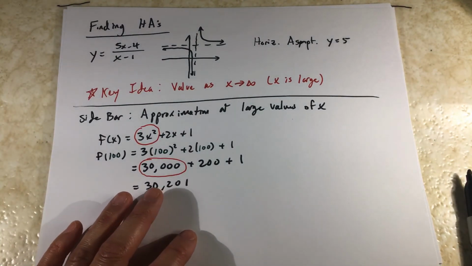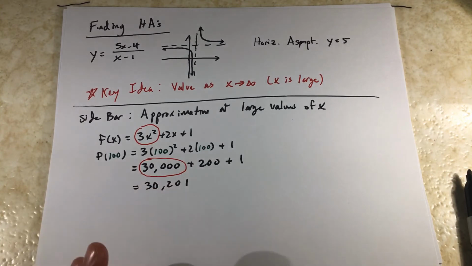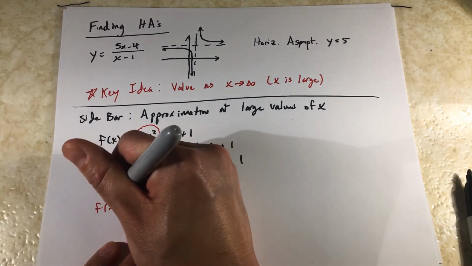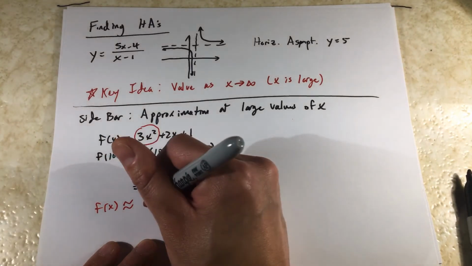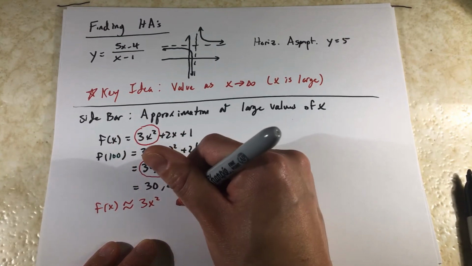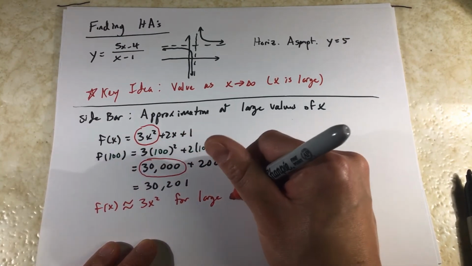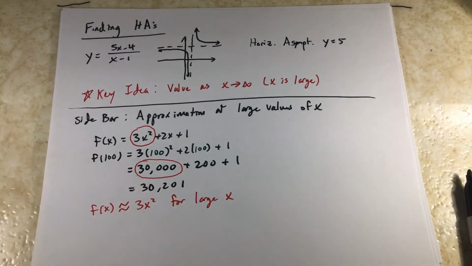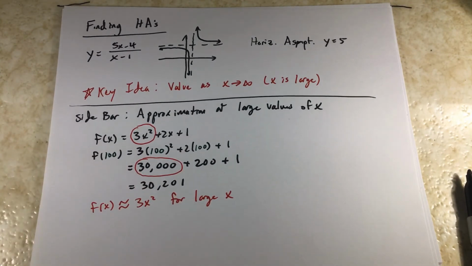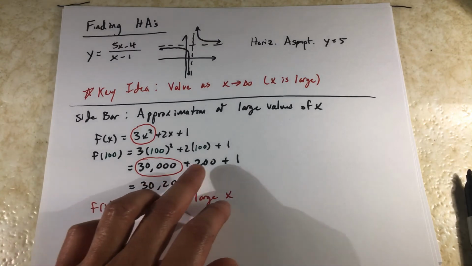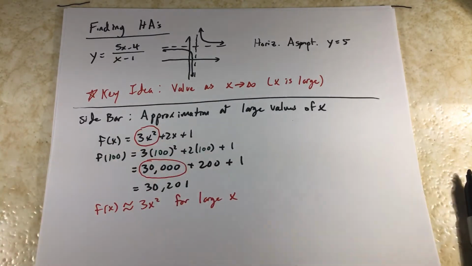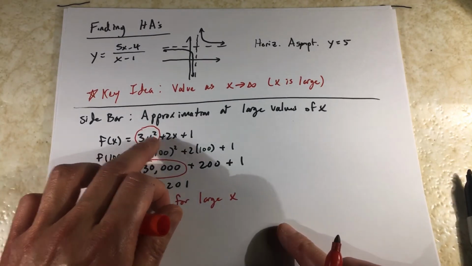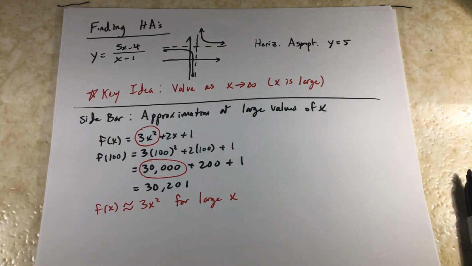So if we wanted to approximate this, it would not be a bad approximation to say that f of x is approximately, and these squiggle lines mean approximately equal, 3x squared for large x values. The number we picked was 100, but the bigger this number is, the less and less important these other terms are compared to the first one. Whatever the highest power of x is going to be the most important one.